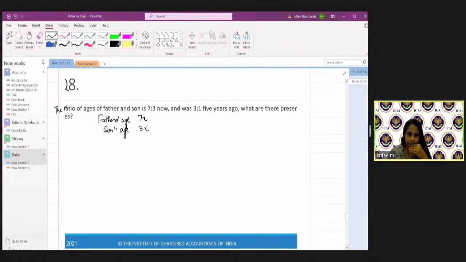Five years ago, father would have been 7x minus 5. So if I am 10 years old right now, 5 years ago I was 5 years. Or if I am 20 years right now, 5 years ago I was 15 years. So I've simply deducted 5 years from the present age, and hence son's age is 3x minus 5.